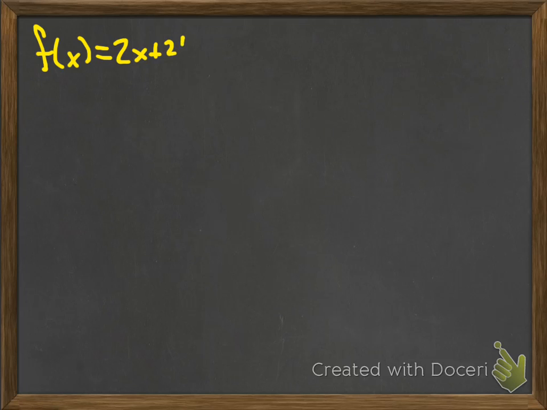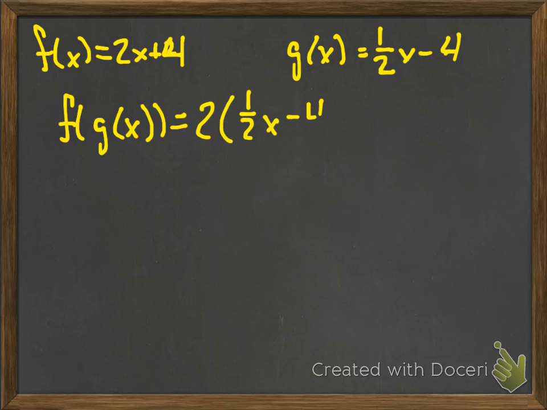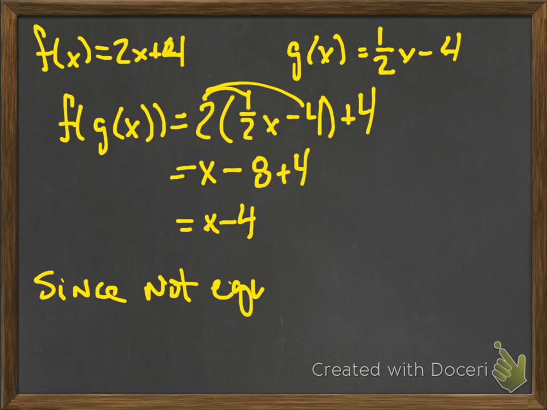Let's look at the next one. f of x is equal to 2x plus 4, and g of x is equal to 1/2 x minus 4. Plug that in. I'm going to put 1/2 x minus 4 in place of the x. So I'm going to say 2 times 1/2 x minus 4, plus 4. 2 times 1/2 is x. 2 times 4 is 8. And then negative 8 plus 4 is negative 4. So since my answer does not equal x, I don't even need to check the other one. f and g are not inverses of each other.